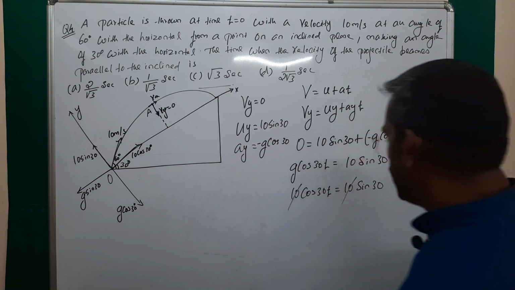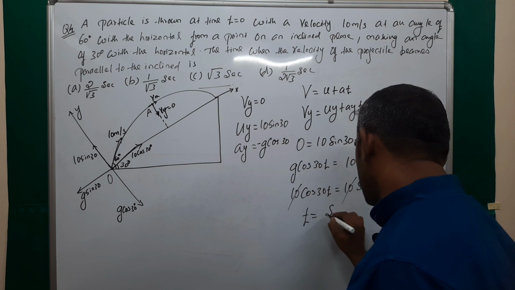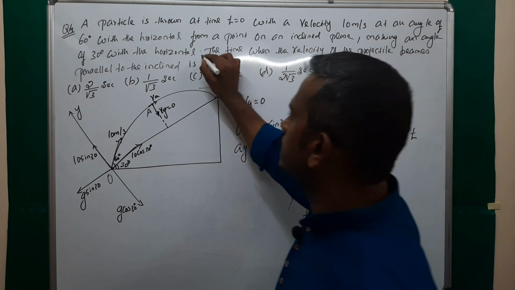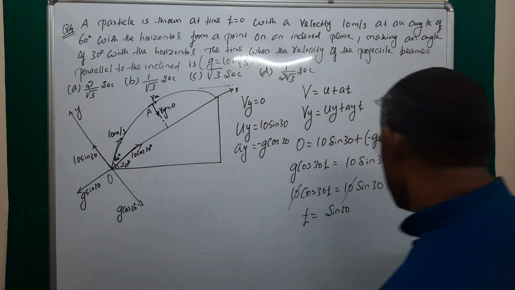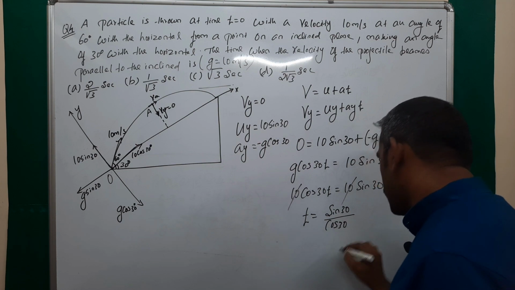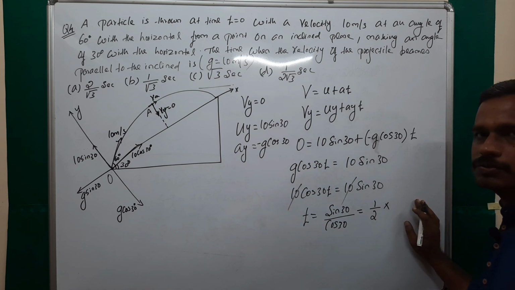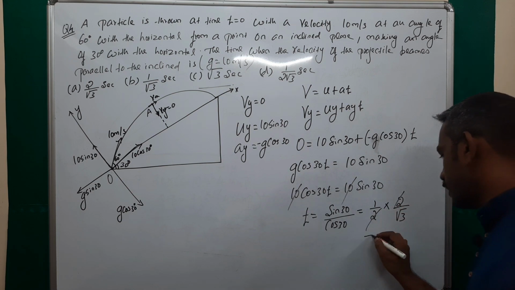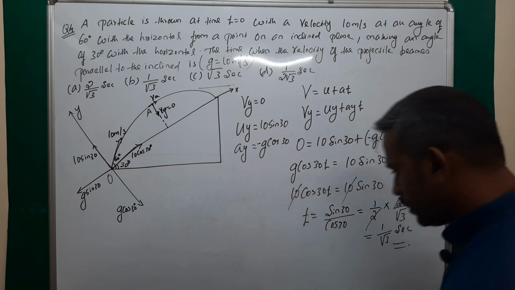The 10s cancel, so t is equal to sin 30 divided by cos 30. It is given in this question that g is equal to 10 meter per second square. So t is equal to sin 30 divided by cos 30, which is 1 by 2 into the reciprocal of root 3 by 2, that is 2 by root 3. The 2s cancel, so that is equal to 1 by root 3 second. That is the answer.